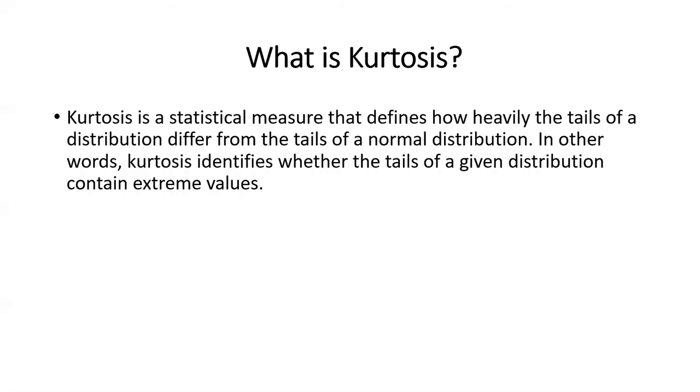Kurtosis is a statistical measure of how heavily the tails of a distribution differ from the tails of a normal distribution. In other words, kurtosis identifies whether the tails of a given distribution contain extreme values or not. Simply remember one word: peakedness. Whatever the peakedness of the normal distribution curve is will be told by the kurtosis.